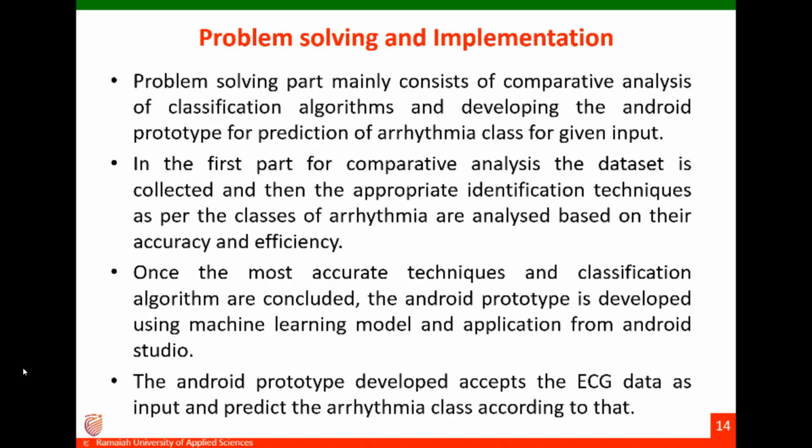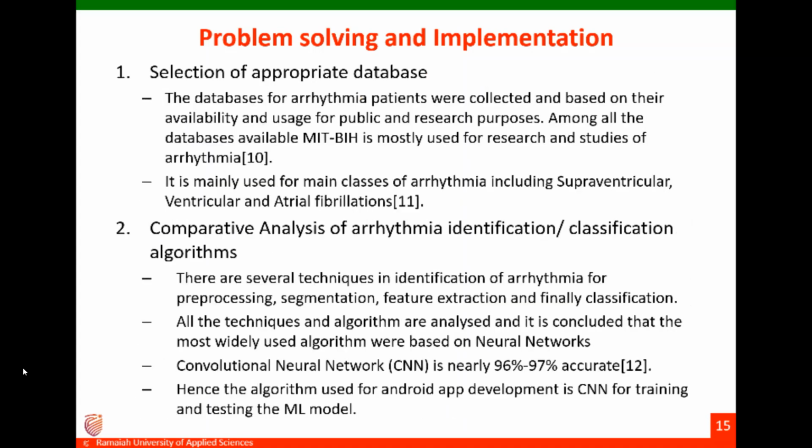In the first part of comparative analysis, the data set is collected and then the appropriate identification techniques as per the classes of arrhythmia are analyzed based on their accuracy, efficiency, and how they are used with several situations and scenario. Once the most accurate techniques are concluded based on their accuracies and their efficiency, we'll use the machine learning model for the application in the Android Studio to develop. Then the Android prototype developed accepts the ECG data as input and predict the arrhythmia class according to that. So this is what we are going to do in the implementation part.